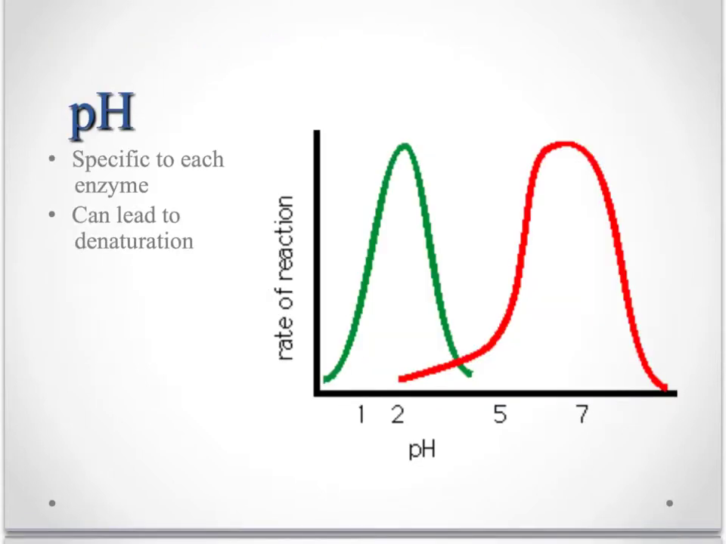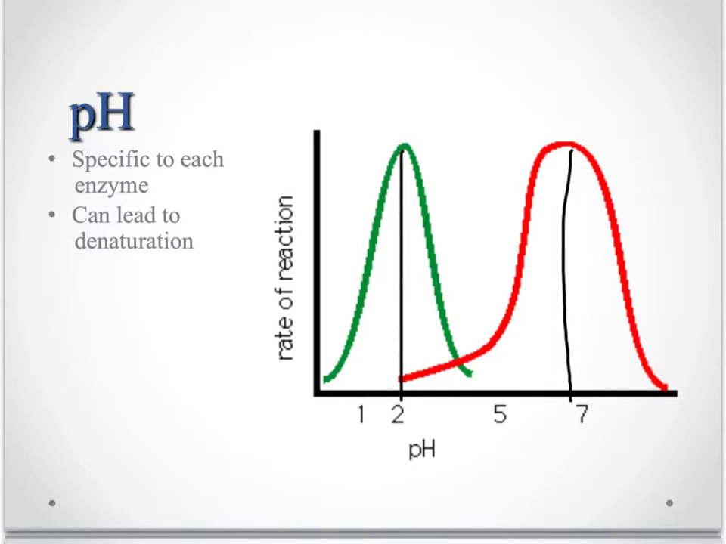Every enzyme has an optimal pH. We can see in both cases here that they have a peak to their rate of reaction, and that peak is where their optimum is. We can see with the first one on the green line, its optimal pH is around about 2, and the red line, its optimal pH is around about just under 7.